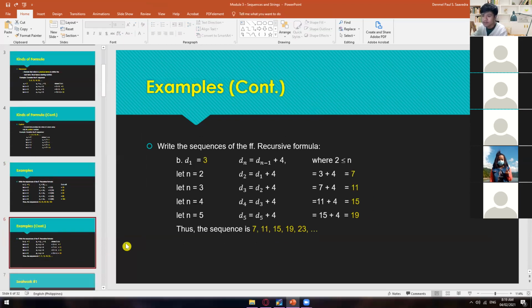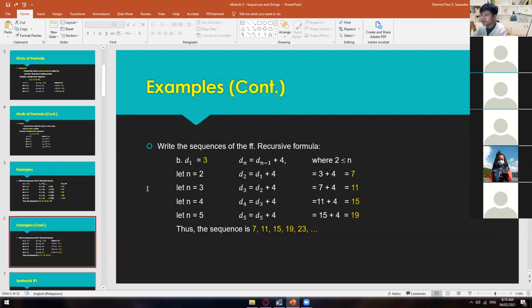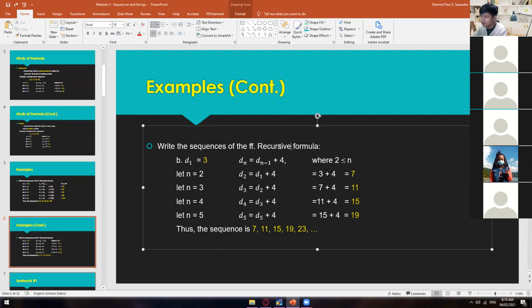All right. Next, we have another recursive formula, wherein our first term is 3, and then here's the formula. Just keep on adding 4. So 3 plus 4 is 7, plus 4 again is 11, plus 4 is 15, and then plus 4 is 19. And so on and so forth. Just keep on doing that and you will get all of the possible terms for this sequence: 7, 11, 15, 19, 23.